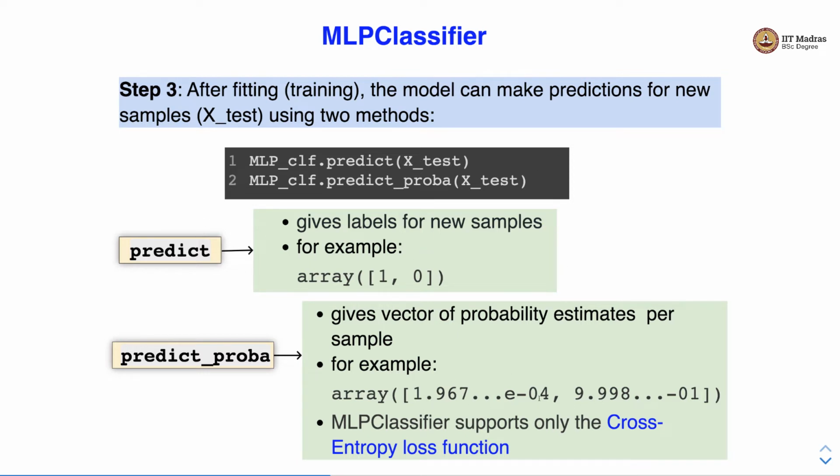So here, for a binary classification, we obtain two values through predict_proba. This is the probability of a sample belonging to class 0, and this is the probability of sample belonging to class 1. And you can see that this particular sample will belong to class 1 if we perform predict or argmax, because this probability value is much higher than the other probability value. So note that MLP classifier supports only cross entropy loss function.